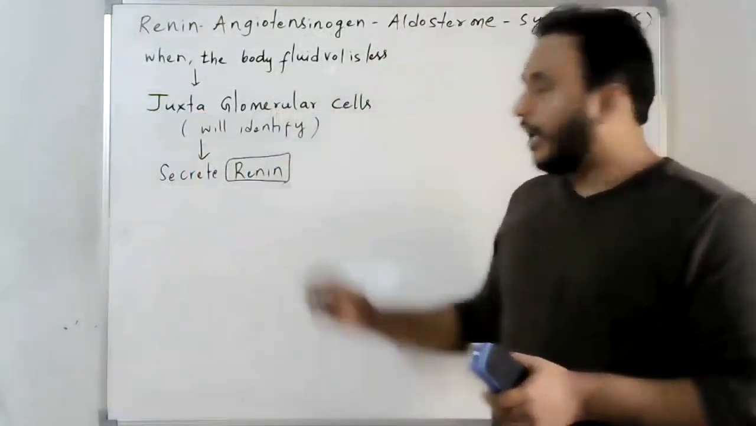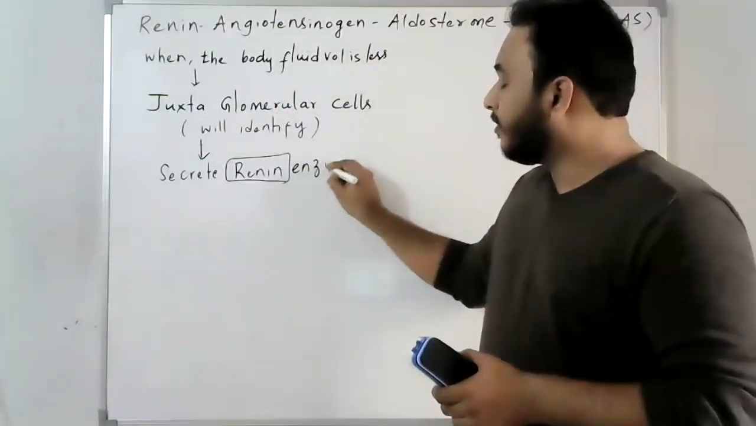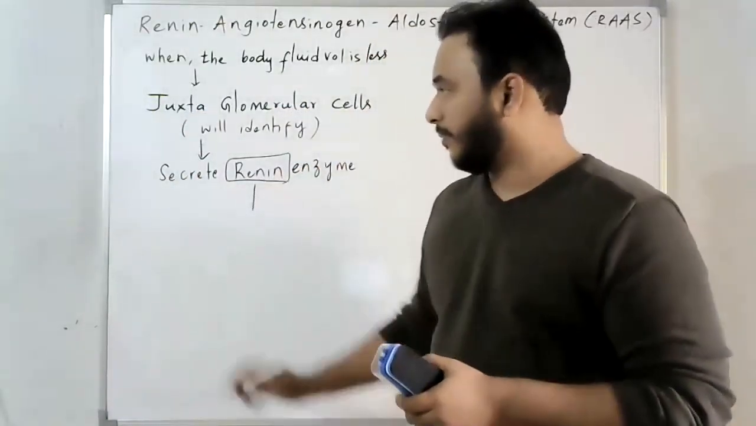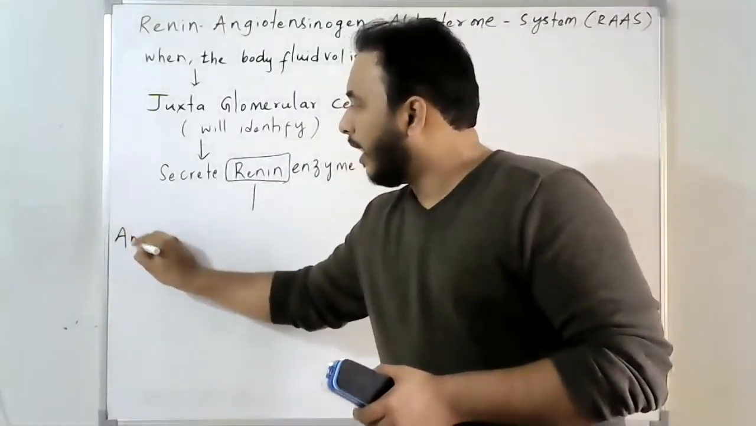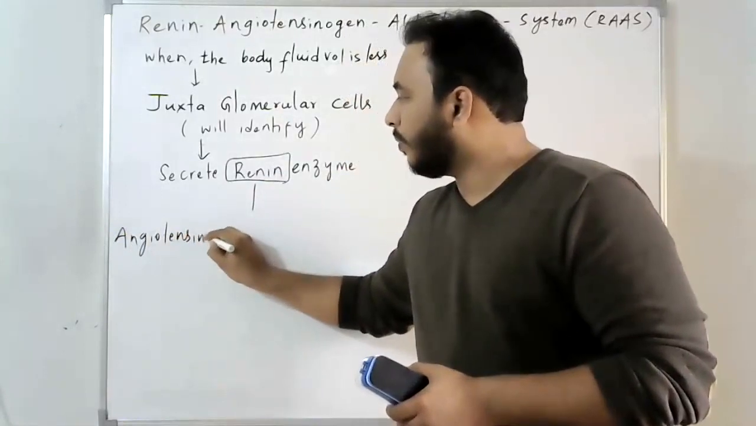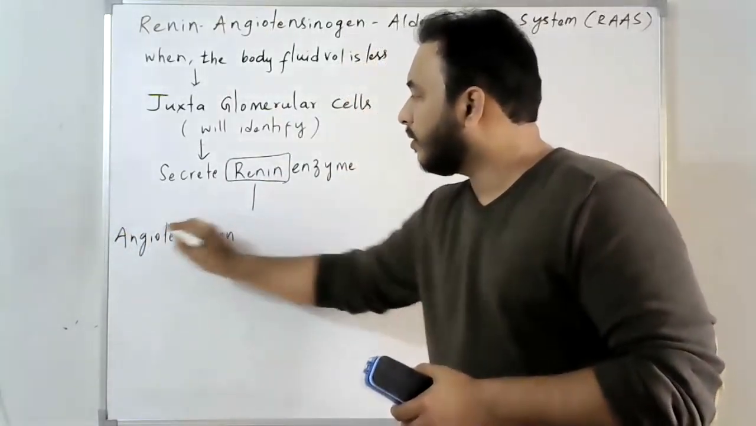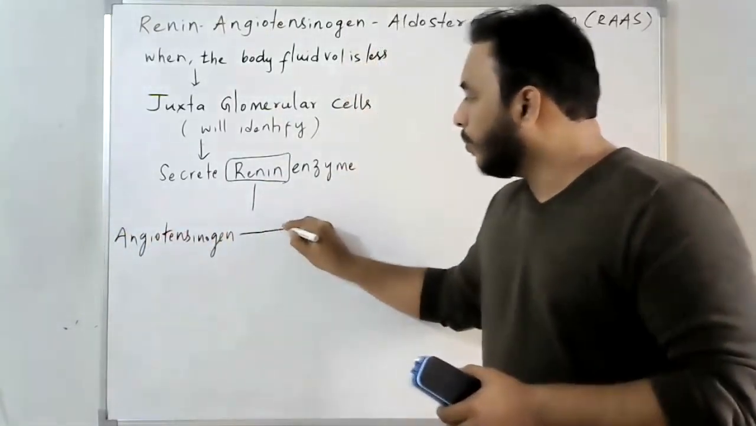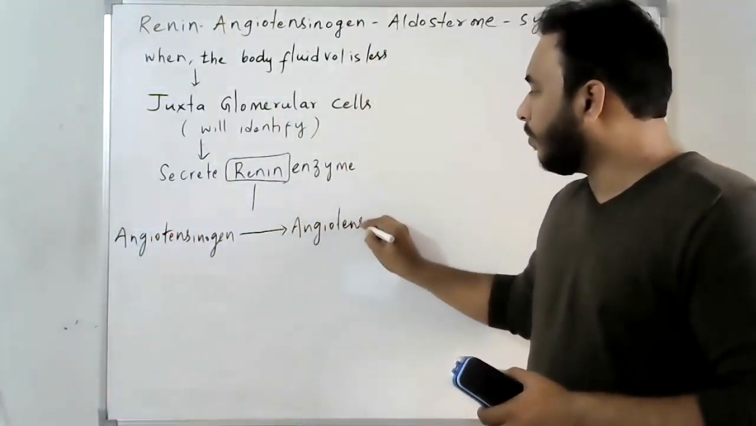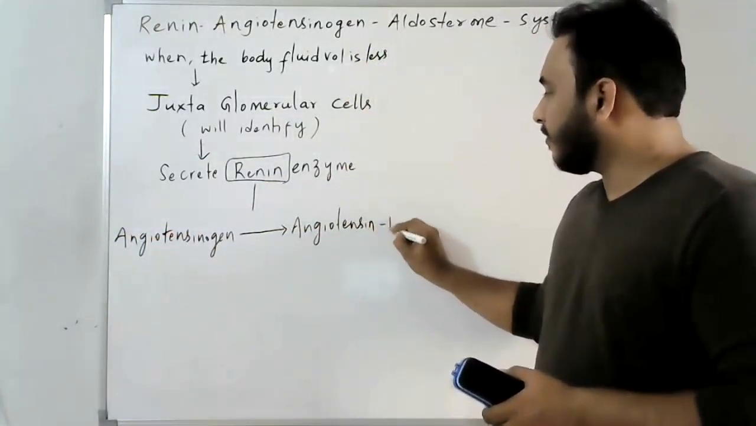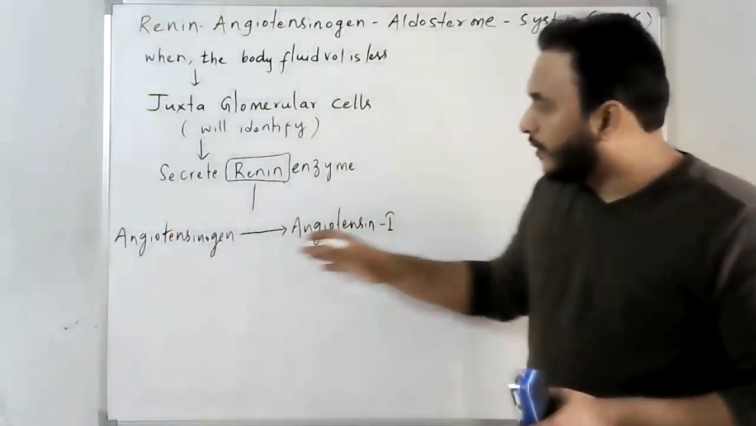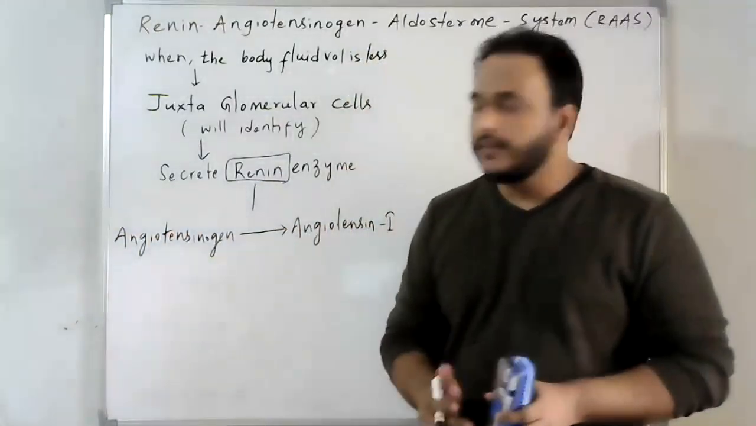And this renin enzyme will now convert angiotensinogen to angiotensin 1. I'll tell you what this angiotensinogen and angiotensin are.